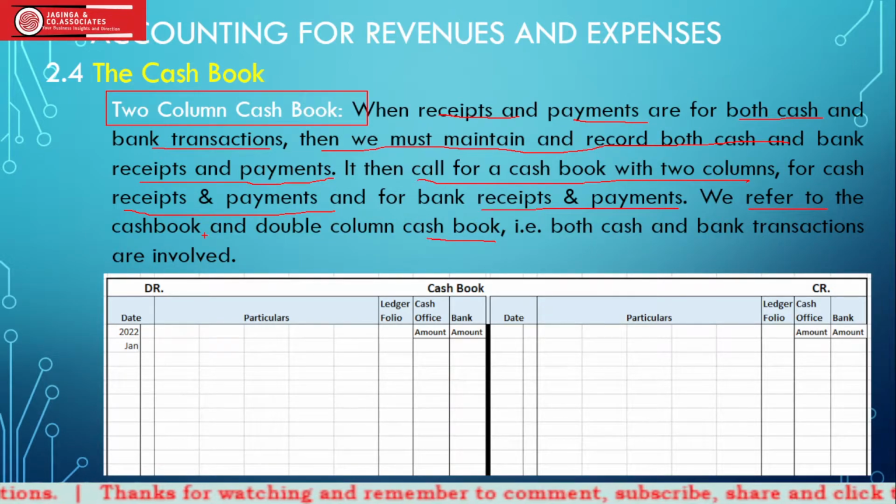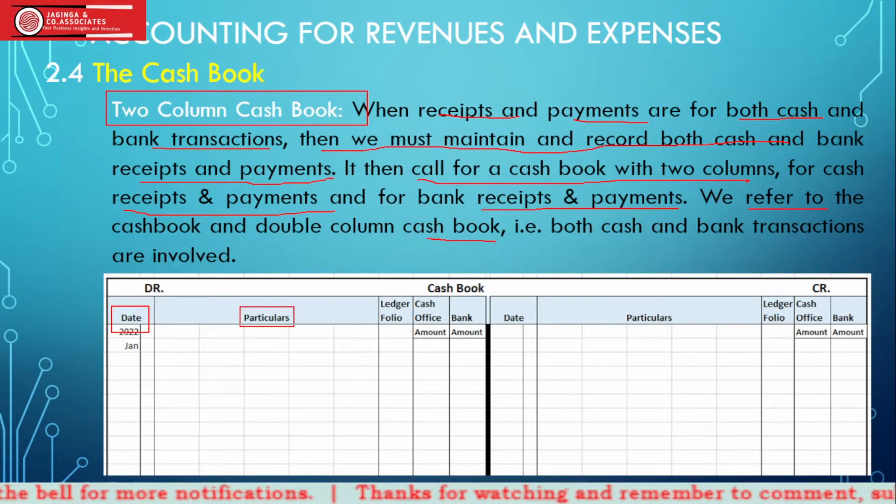So what we mean by two column cash book, simply put, when we have bank transactions and cash transactions, both for receipts and payments, we must have a two column cash book. So one column would be for cash and the other column would be for bank receipts and bank payments. So down here is a sample of a two column cash book. We still have a date column.